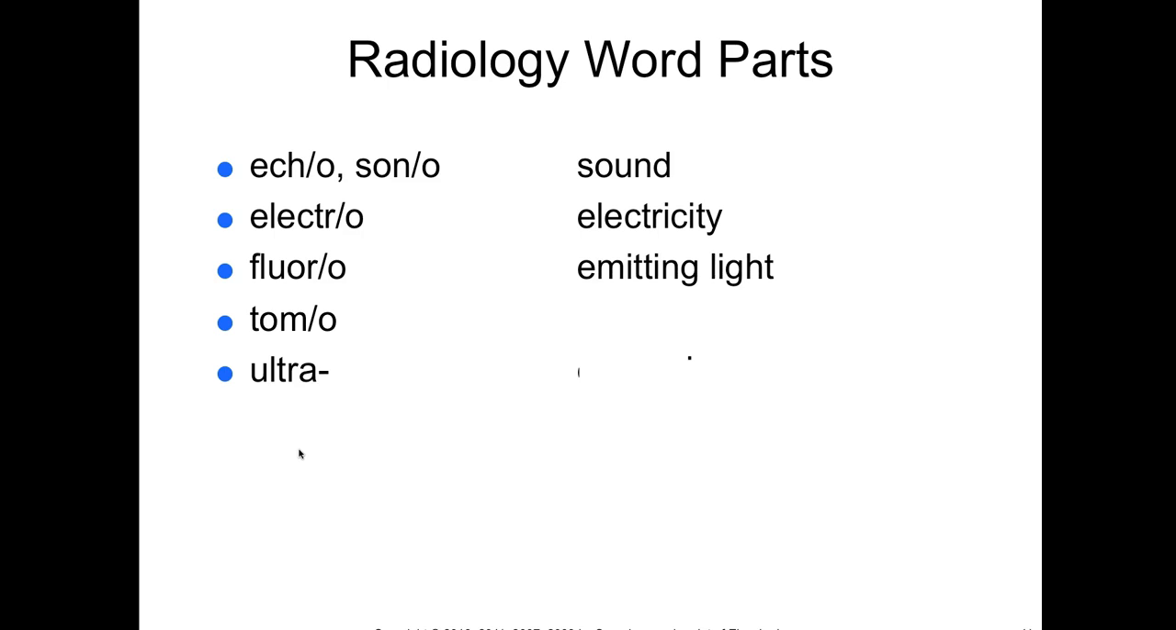emitting light. So if you have a fluoroscopy take place, it allows us to have a continuous type of imaging of motion of internal organs using a fluoroscope. So if you want to do something like see how food is moving through the digestive system, you can have the esophagus or the intestines recorded to see that moving through the internal organs. And then we have tomo, which means to cut. And lastly, we have ultra, that means excessive.